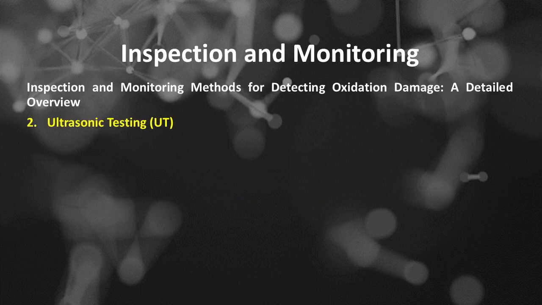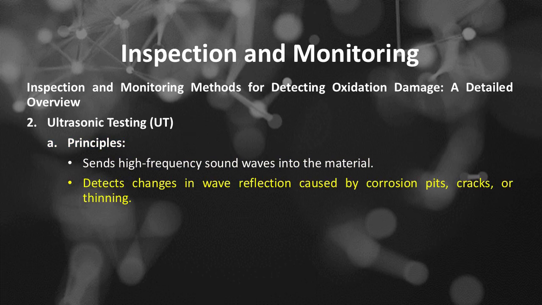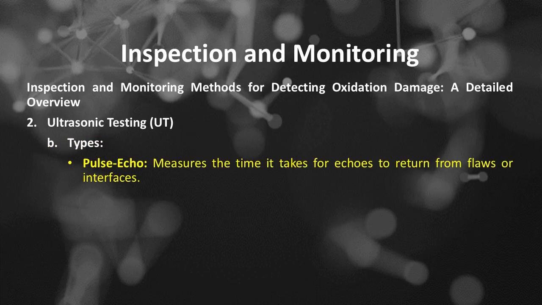Inspection and monitoring methods for detecting oxidation damage. Number 2 is ultrasonic testing, or UT. Ultrasonic testing principles include sending high-frequency sound waves into the material and detecting changes in wave reflection caused by corrosion pits, cracks, or thinning. Ultrasonic testing types include pulse echo, which measures the time it takes for echoes to return from flaws or interfaces, and spectral analysis for thickness measurement.